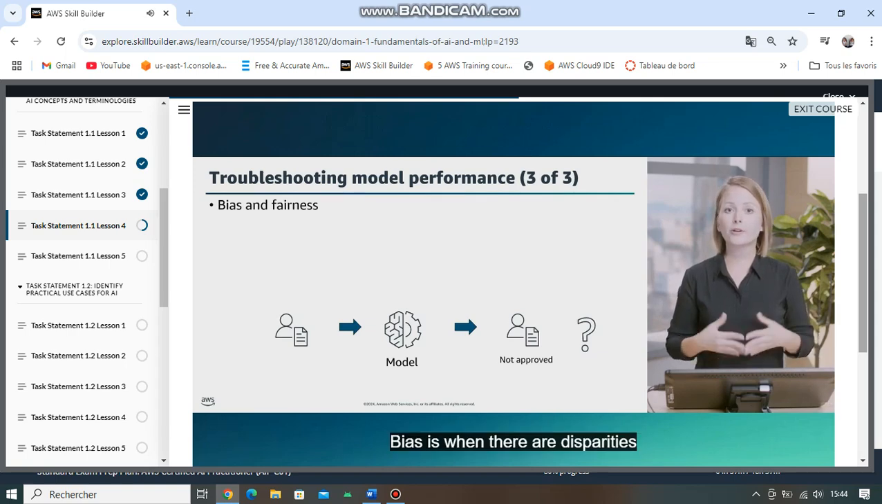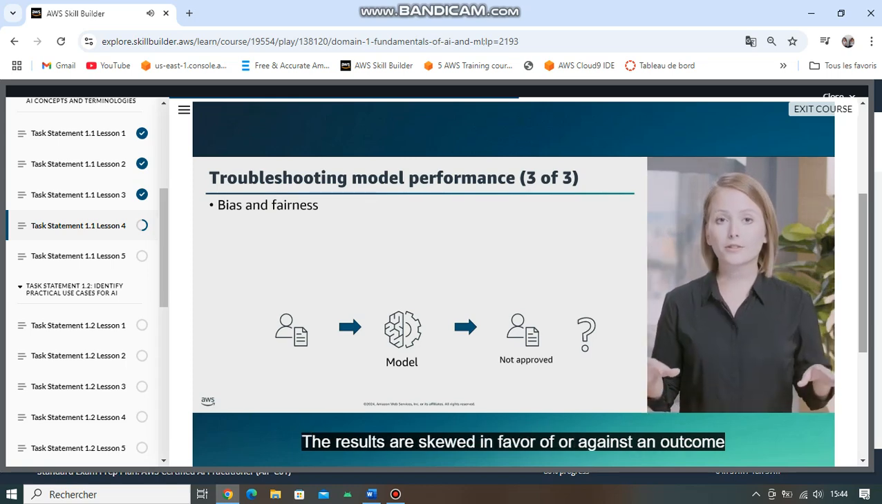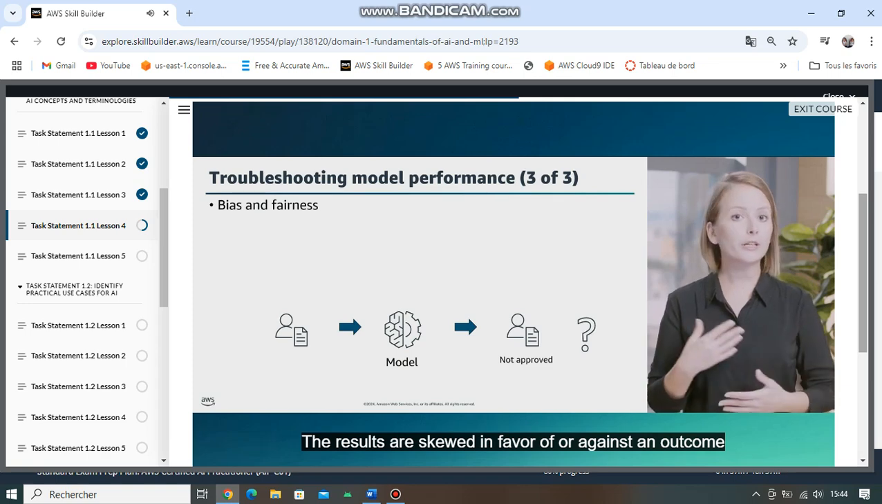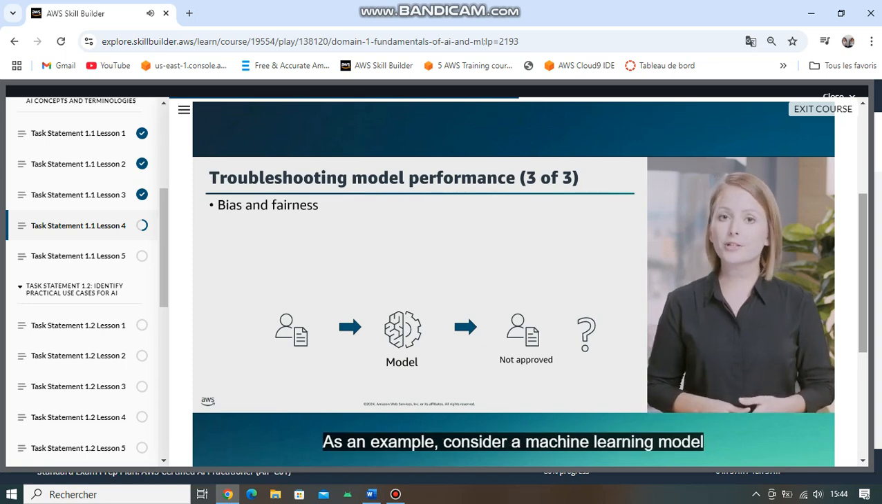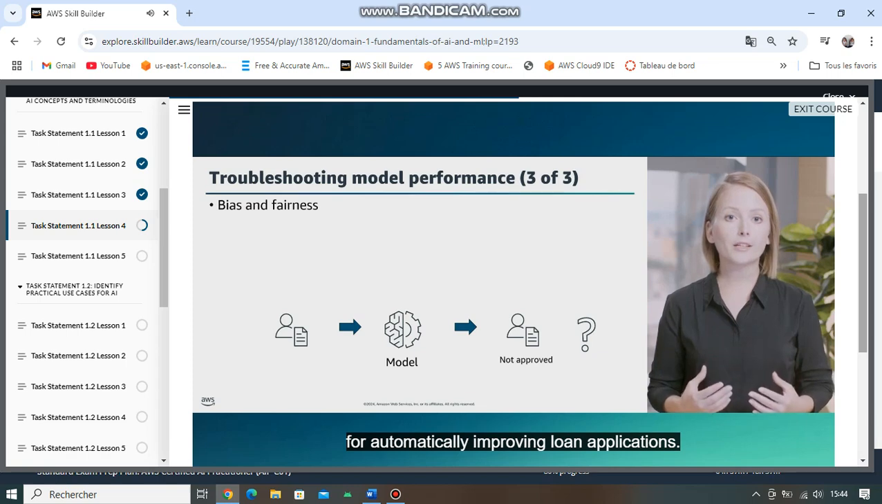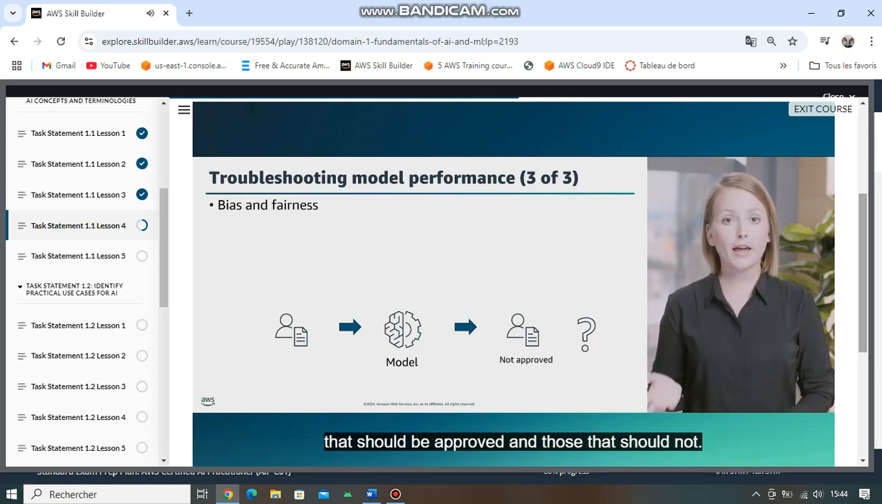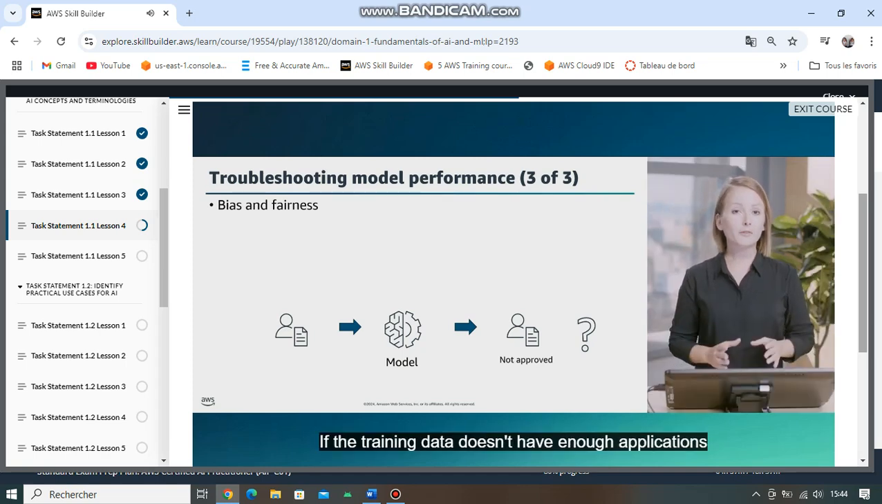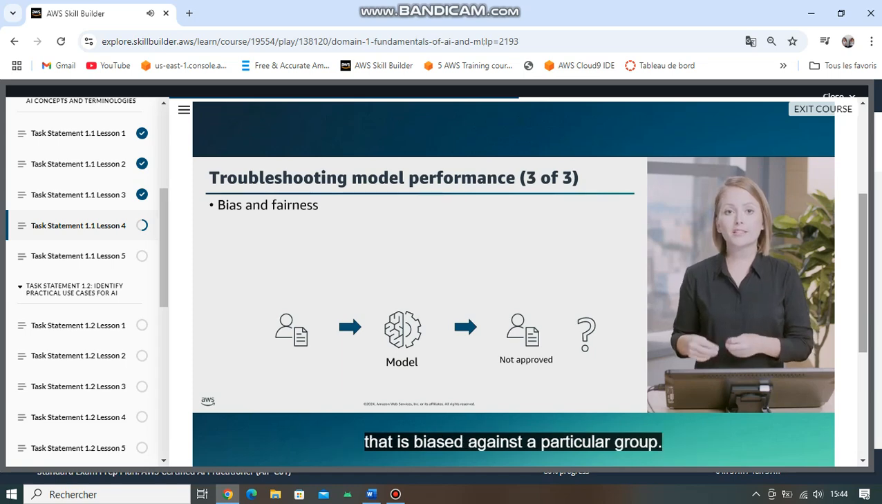Bias is when there are disparities in the performance of a model across different groups. The results are skewed in favor of or against an outcome for a particular class. As an example, consider a machine learning model for automatically approving loan applications. The training data will have examples of loan applications that should be approved and those that should not. If the training data doesn't have enough applications from a diverse population, the model could learn a pattern that is biased against a particular group.